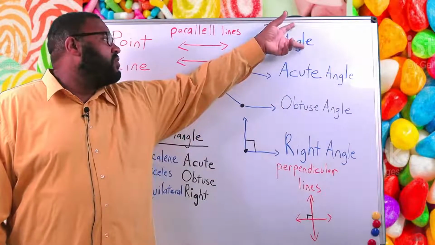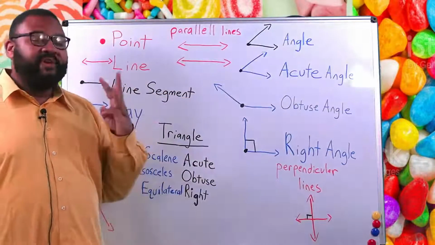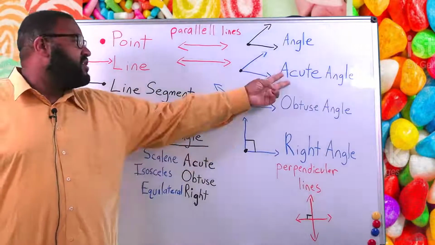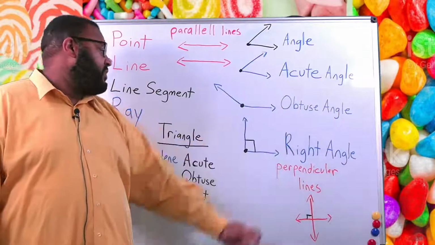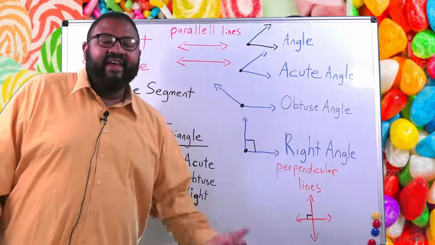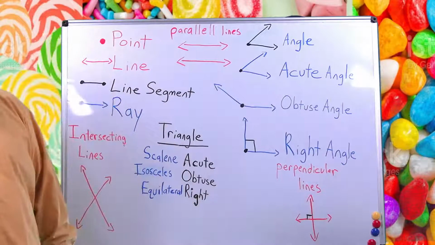We have angle. There are 3 different types of angles. You have the acute angle, the obtuse angle, and the right angle. And we'll be talking about these and some other vocabulary words later on.